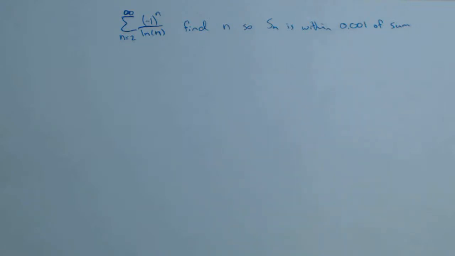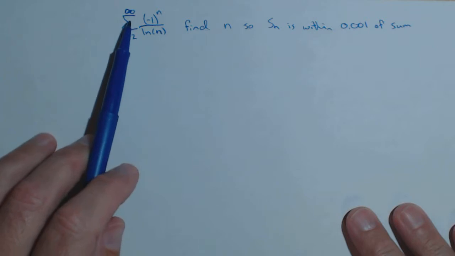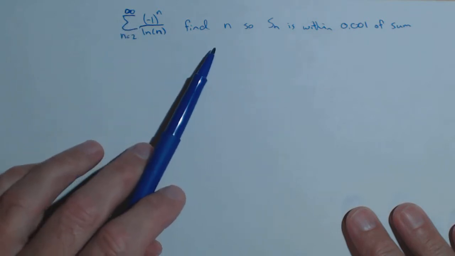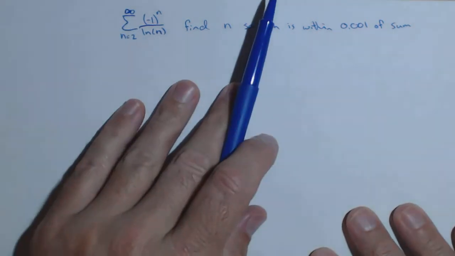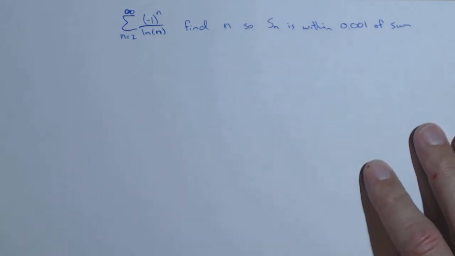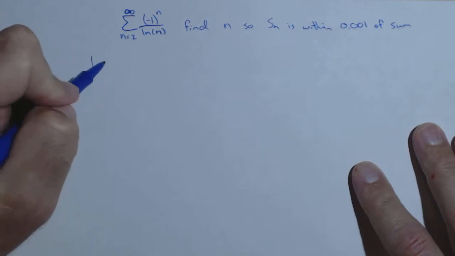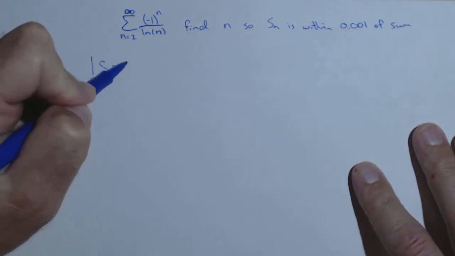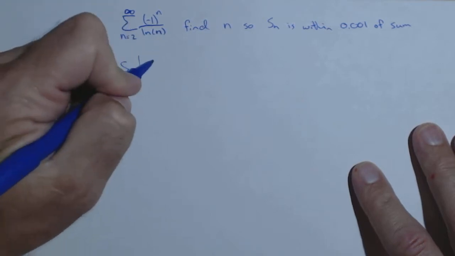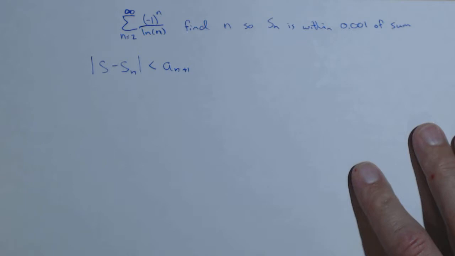In this video, we're asked to take the series (-1)^n over ln of n from 2 to infinity and find a value n so that the partial sum s sub n is within 0.001 of the total sum. So we're going to use the alternating series error estimation theorem, which says that the difference between the sum and the nth partial sum is always less than the first neglected term.